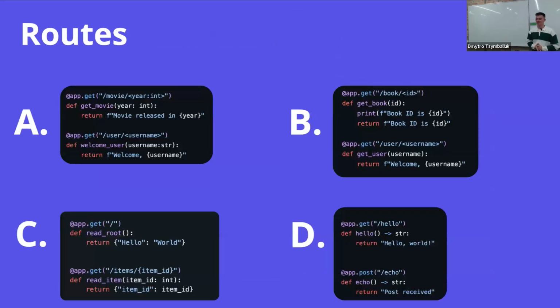Let's play a small game. Here you have 4 code snippets. Most of them are code from your custom frameworks, but one of them is code in FastAPI. What do you think? Where is FastAPI hiding?